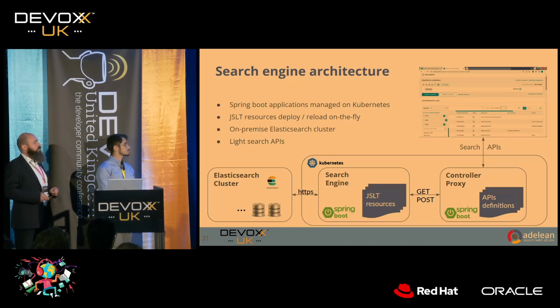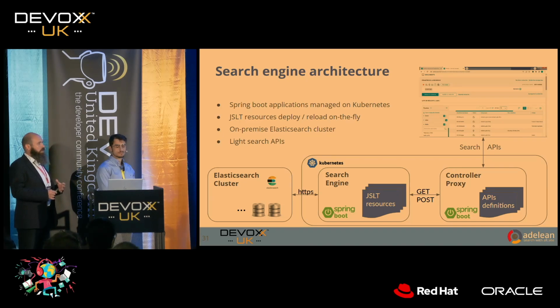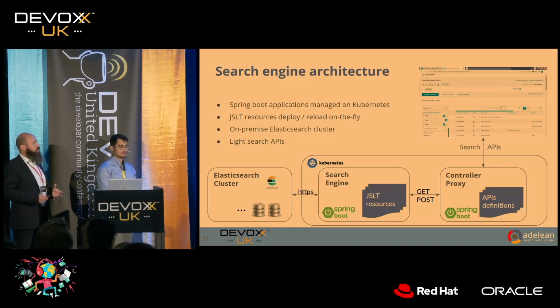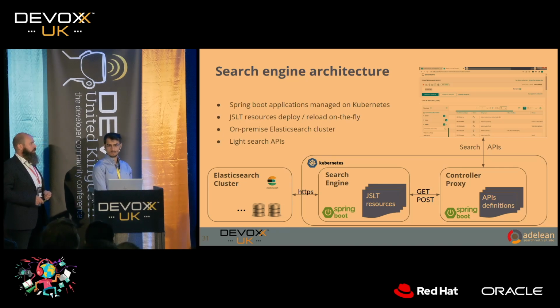It communicates with these very simplified search APIs. So that offers a very simplified view on the content and on the definition of the rules of the search engine. And everything here is managed by Kubernetes, with microservices that are very easy to deploy and to configure. That's a solution that we came up with, and the best thing about it is that everything is based on resources that are loaded on the fly.